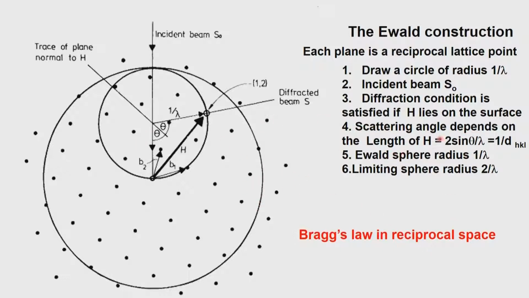One of the major requirements is that the scattering angle depends on the length of h, which is 2 sin theta by lambda. So, this is a major factor which we should remember. As the theta angle changes, the length of h will change, and whenever it satisfies 1 by d HKL in this particular unit cell, you get a reflection. So, you have a unit cell, you have a, b, c, alpha, beta, gamma, and then you have the d values calculated from a, b, c, alpha, beta, gamma. Whenever 1 over d of HKL is equated, you will get a reflection.